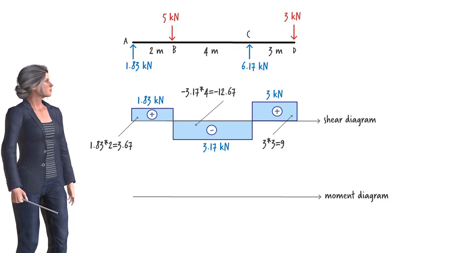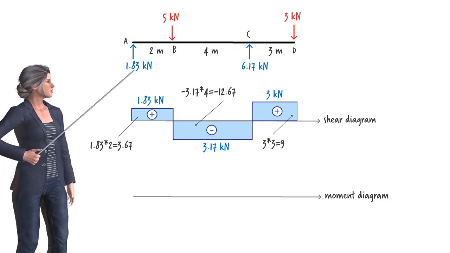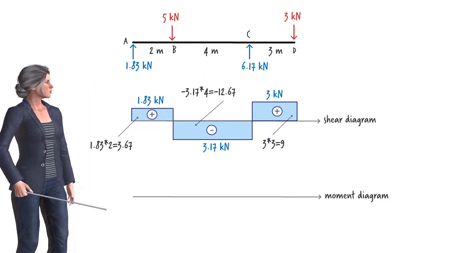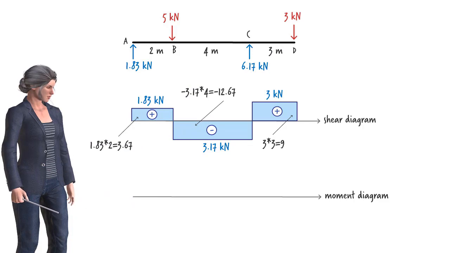To draw the moment diagram for the beam, we start from the left end of the beam and work toward the right end. Since there is a pin support at the left end of the beam, bending moment at A equals 0.